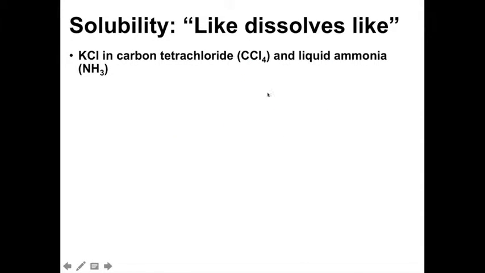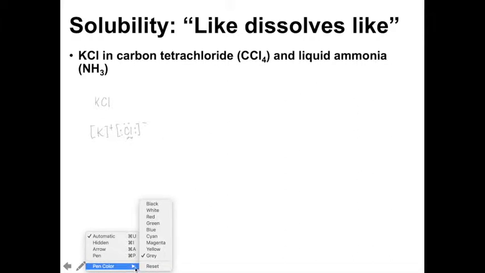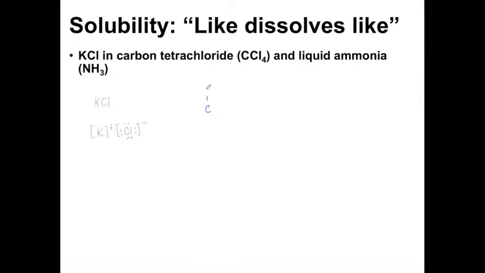Okay, so another example. So we have potassium chloride. So you know that potassium chloride is an ionic compound. Okay, so if we write the Lewis structure, we have this Lewis structure for an ionic compound. Now, carbon tetrachloride has tetrahedral geometry.